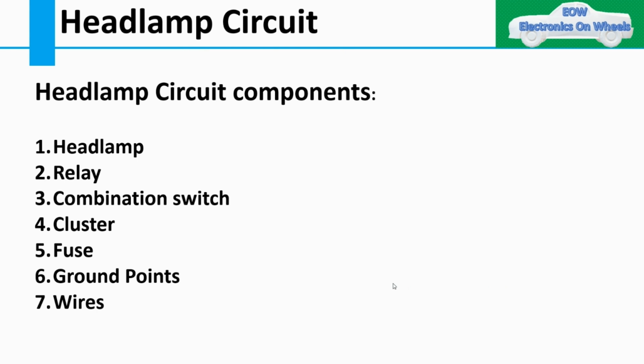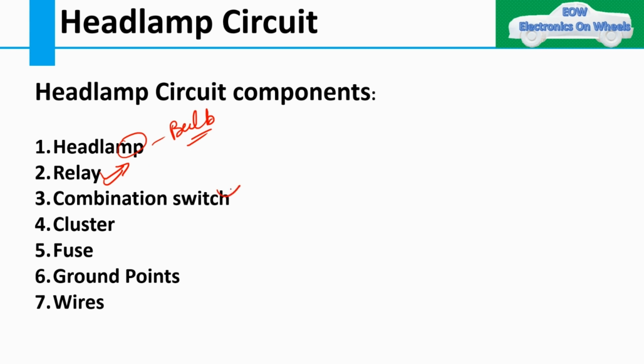Headlamp circuit components: there are around 8 to 10 components. I have listed the major components which we know. The first component is our headlamp. Headlamp means the bulb which we are using. We will try to understand what type of bulb we are using, and why we are using it. Then relay: as I told you, there are two types of relay we are using here, the high beam relay and low beam relay, and we will try to understand the function of that particular relay.